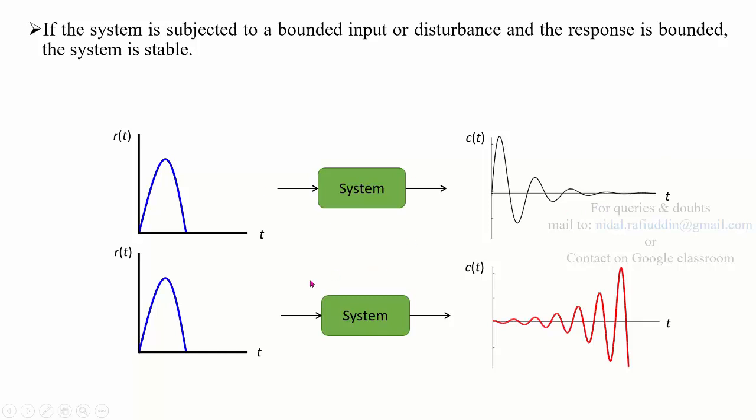While if any system exhibits a response which does not have a bound, which is not bounded, so if you are going to have a persistent increase in the output for a bounded input, then this system becomes an unstable system. So these are the waveforms that we studied in previous lectures, and we'll see for what values or parameters of the system the response becomes stable or unstable.